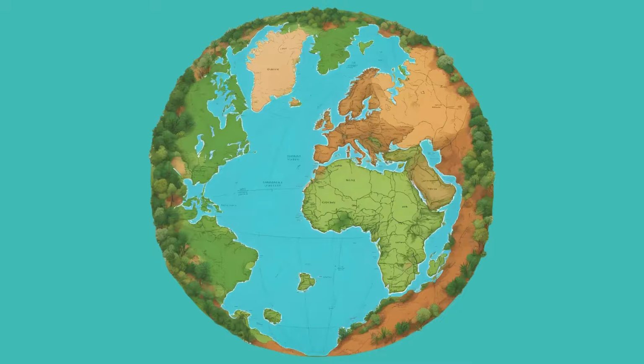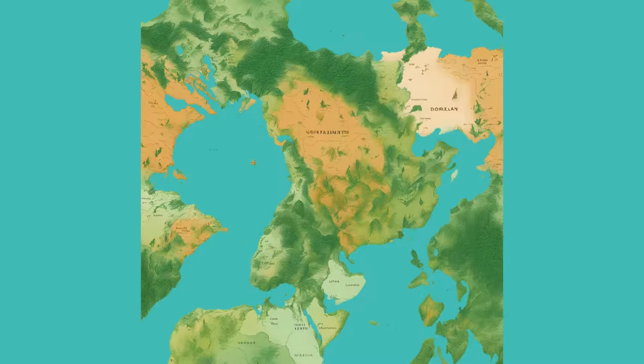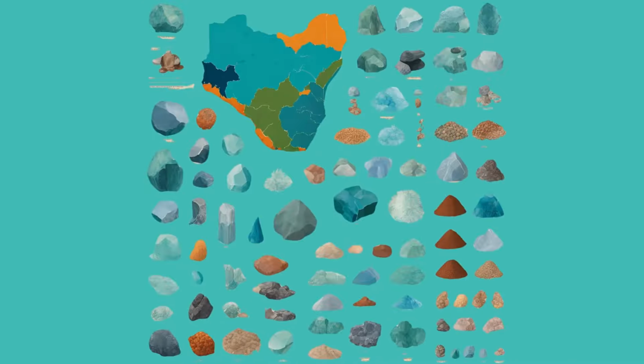Gotcha. Speaking of rain, did you know that some deserts get less than 250 millimeters of rain a year, while rainforests can get over 2,000? Crazy, right? That's a huge difference.